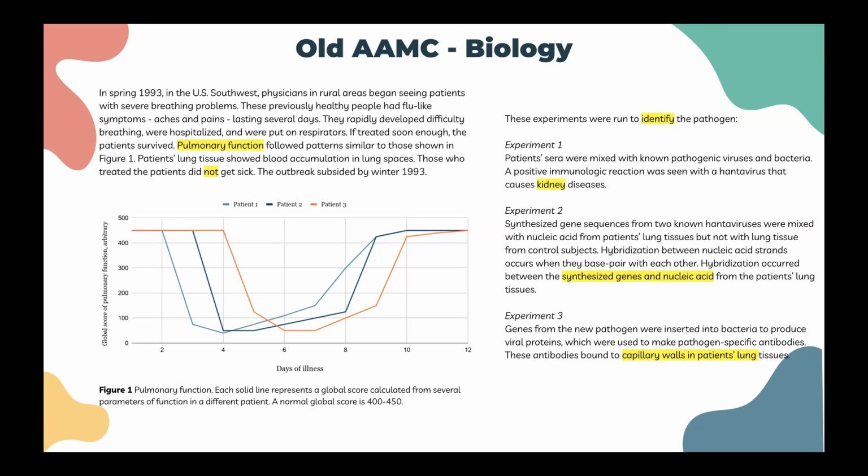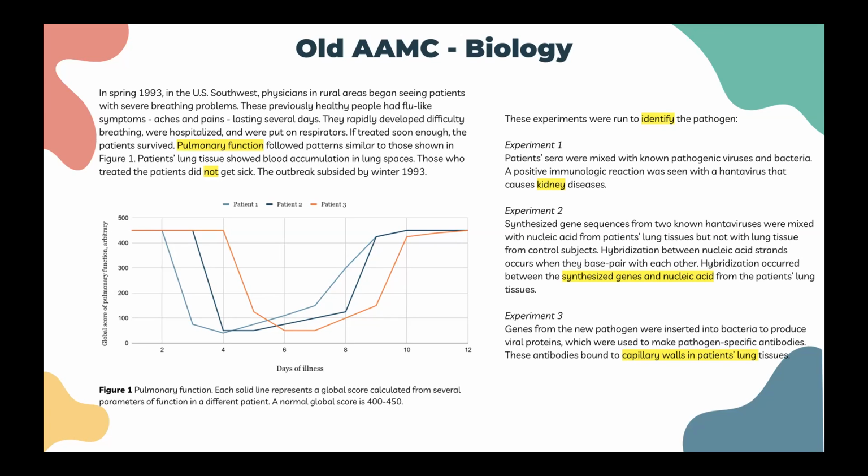I highlighted pulmonary function because this is what was measured in the patients. From this, we can tell that this is a respiratory disease. I thought that the fact that those who treated the patients did not get sick was pretty interesting, because it tells us that the disease is not transmittable by air, which could tell us a little bit more about the pathogen. So the experiments were done to identify the pathogen, whether it's a virus, a bacteria, fungi, whatever. In experiments 1, 2, and 3, I highlighted the results of the experiment because that's what I want to pay the most attention to.